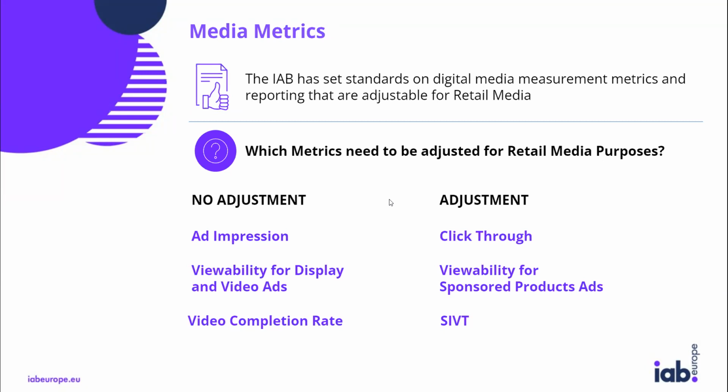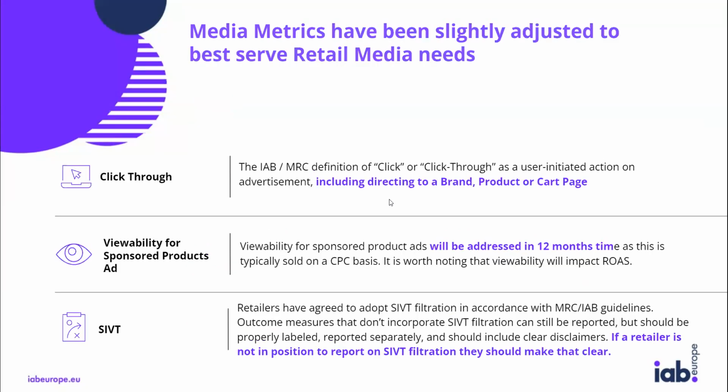Whereas there are some adjustments that need to be made to cater to the specificities of retail media. Click-through rate, CTR, viewability for sponsored products specifically, and SIVT. So if we go on from there, click-through rate. One of the things here is that, well, a click is a click. We all know that. But what constitutes a click in a retail media context?